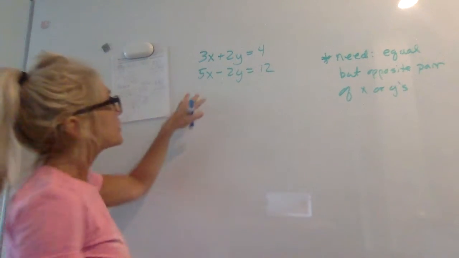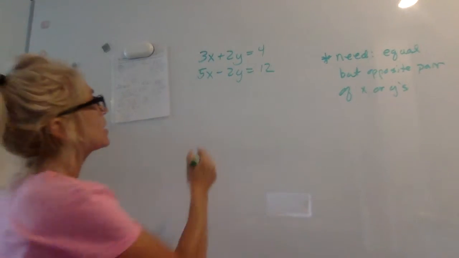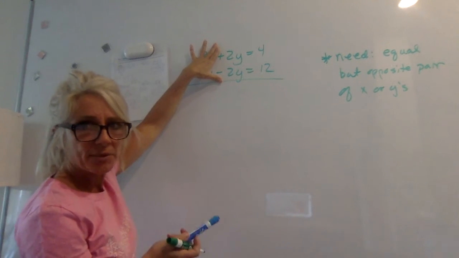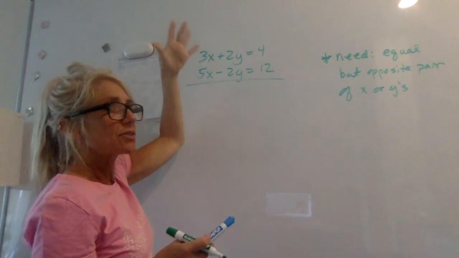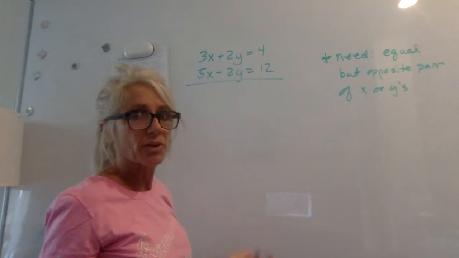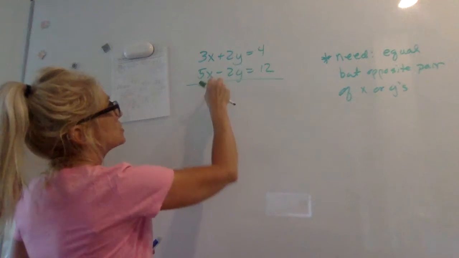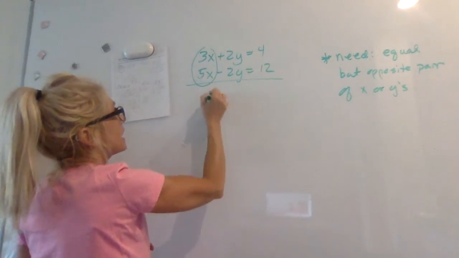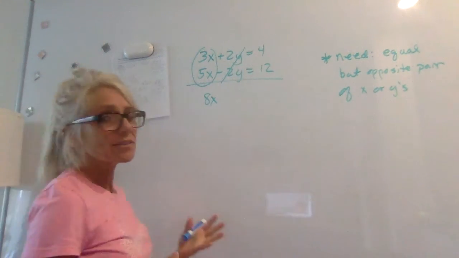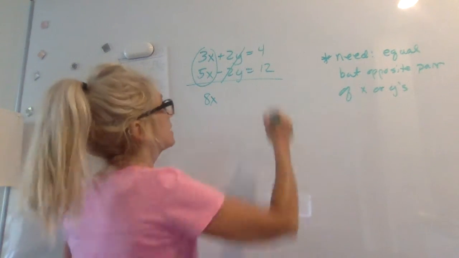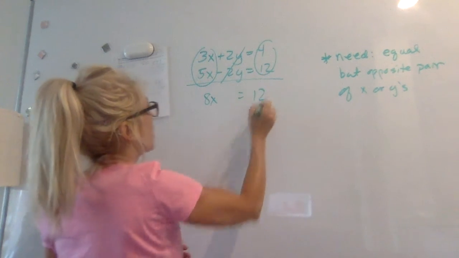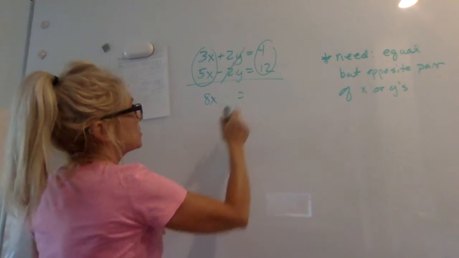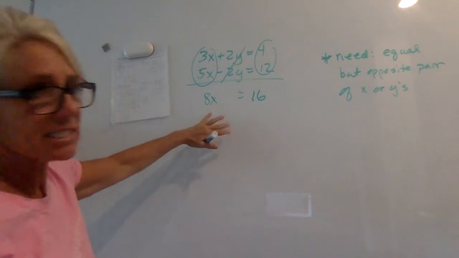So, for example, in this problem, I don't have to do any work because I already have this pair of y's that are equal because they're both 2's but opposite since one's positive and one's negative. So they will, what we usually call cancel out or eliminate. That's why it's called elimination. So I'm basically adding these columns together. So this column becomes an 8x. This column cancels or eliminates because they're equal and opposite. And this column is a 12. No, it's not a 12, it's a 16. So I'm going to have 8x equals 16.